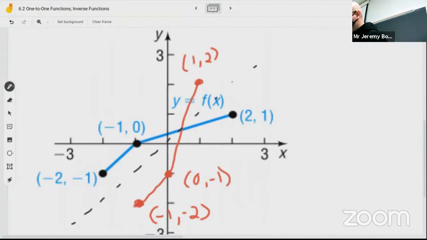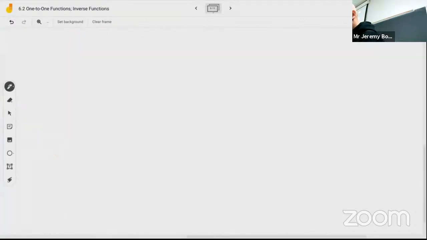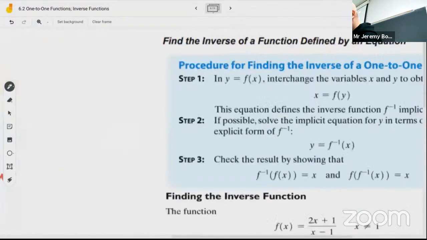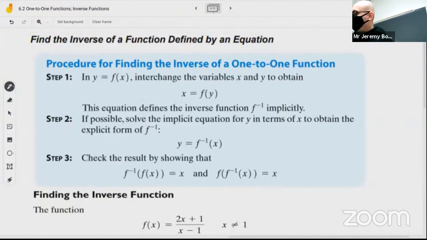All right. So now to the hard part. This is it. How do we find the inverse of a function with the equation? Easy to do with the graph. Easy to do with ordered pairs, stuff like that. But if we are given the equation, it's a little bit more difficult.